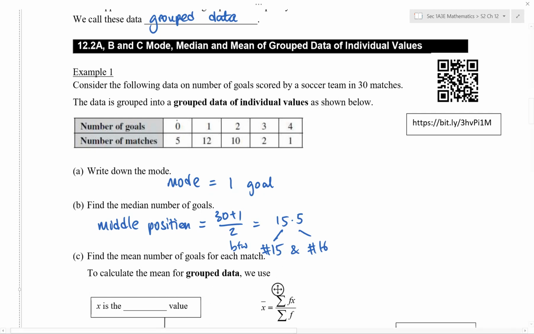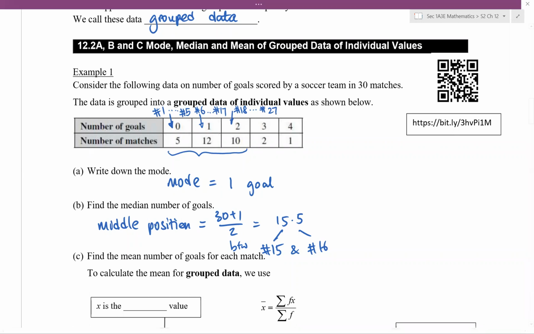So how many zeros were there? There are 5 of them. So this contains position number 1, position number 2, all the way to position number 5. Whereas for 1 goal, it continues with position number 6 all the way to position number 17. How do I know 17? Quickly, because 5 plus 12 is 17. So we continue. This must be from position number 18, which comes after position 17, all the way to position number 17 plus 10, 27, and so on.